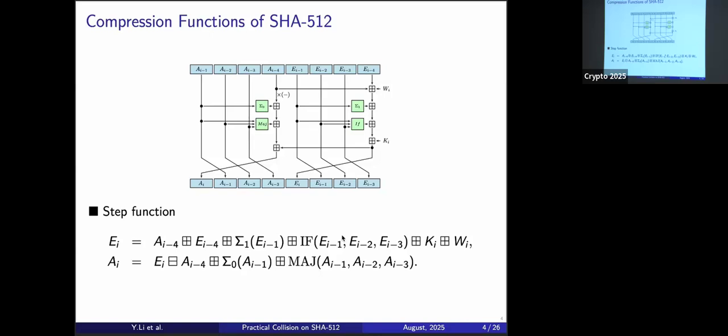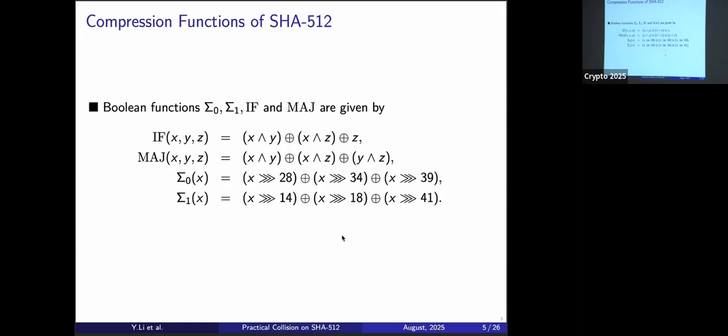The compression function of SHA-512 consists of two parts: the step function and the message expansion. In the step function, E_i is updated by A_{i-4}, E_{i-1}, E_{i-2}, E_{i-3}, K_i, and W_i. A_i is updated by E_i, A_{i-4}, A_{i-3}, A_{i-2}, A_{i-1}. K_i is a constant and W_i is from the message expansion. The functions Sigma 0, Sigma 1, IF, and MAJ are given by these four equations.